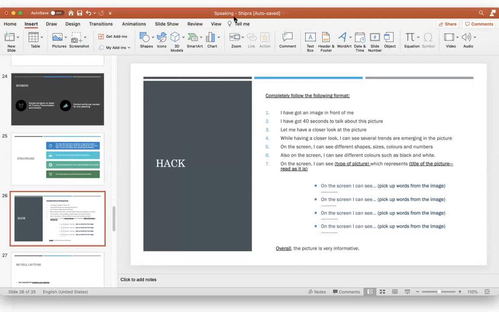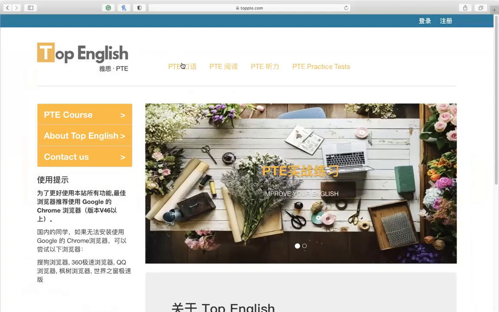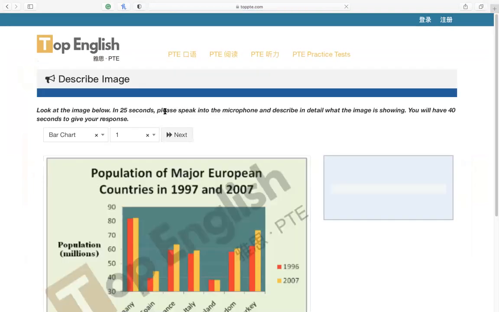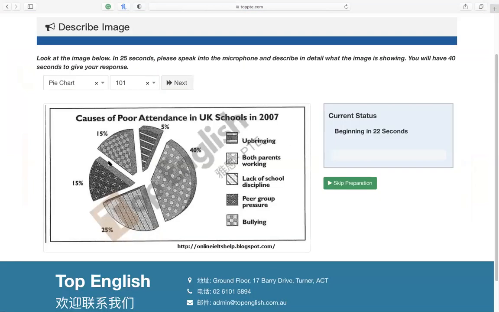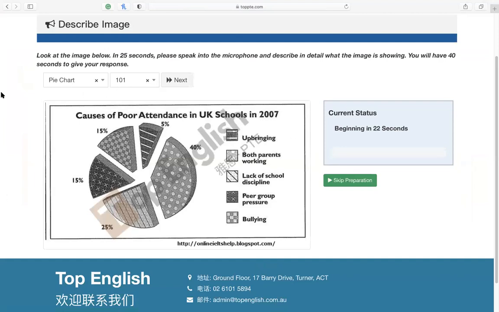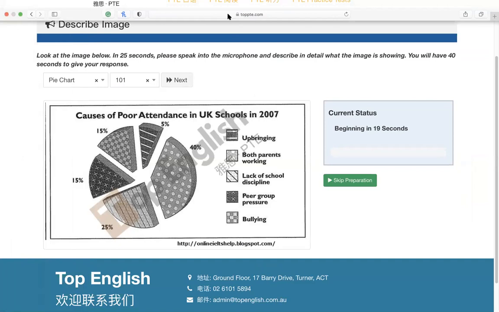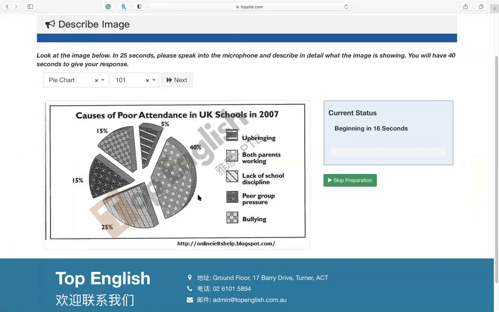Today we will be doing process cycle, maps, and all the other ones of the describe image. It's very similar to your bar graph. Rahul, do you remember what we did yesterday? So we do the same thing here. Just the thing is, instead of line chart, we use the words that's written here.